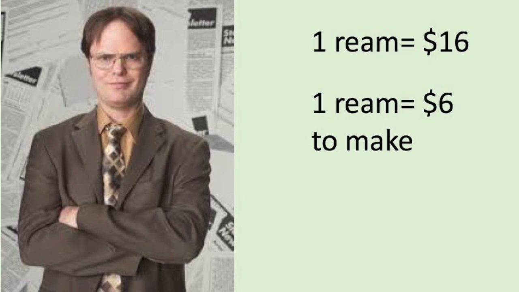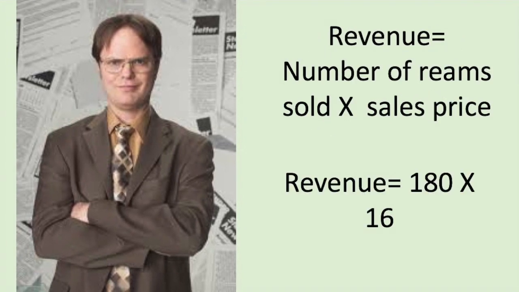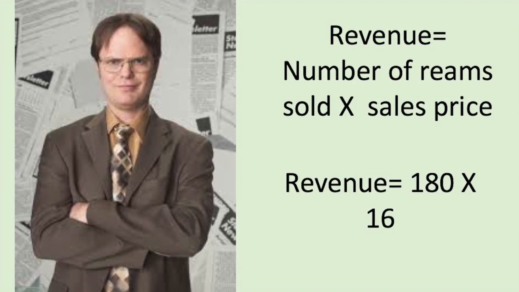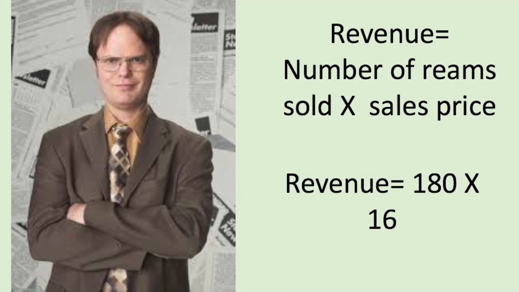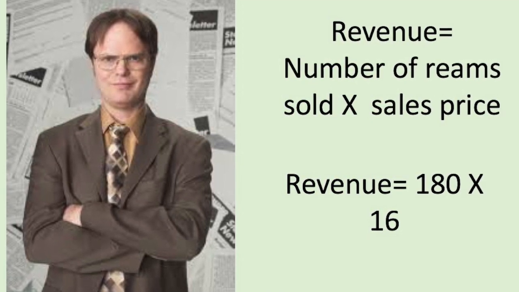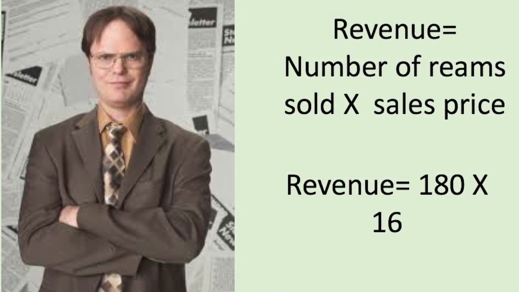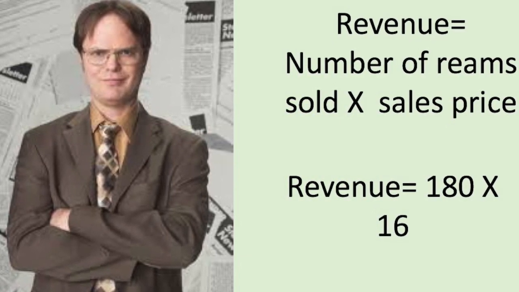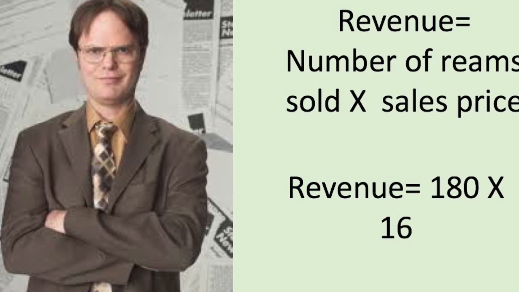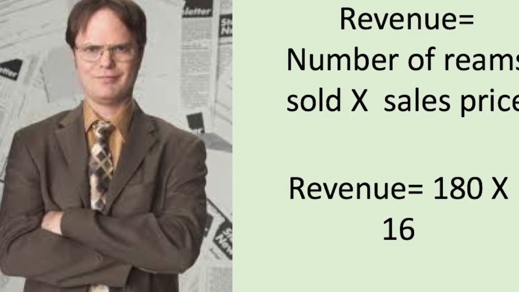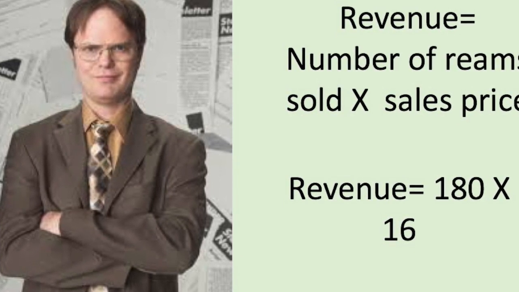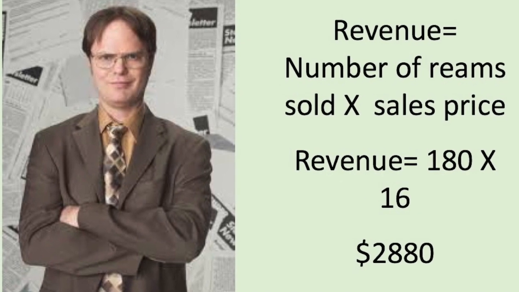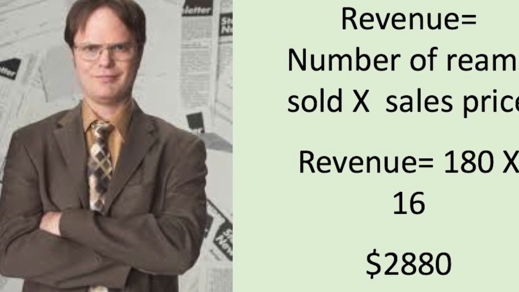Dwight, on the other hand, sold 180 reams of paper. Once again, each ream is sold for $16. First, we need to find the revenue Dwight makes from selling 180 reams of paper. Revenue is how much money the company makes from Dwight selling the paper. To find revenue, we will multiply the number of reams Dwight sold by the amount one ream is sold for. So in this case, that is 180 reams sold times the $16 the company made from each ream. This gives Dwight a revenue of $2,880.